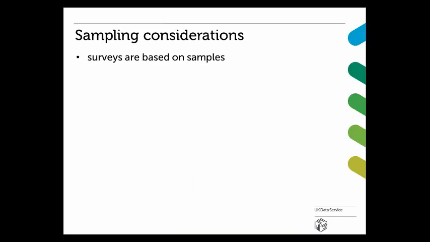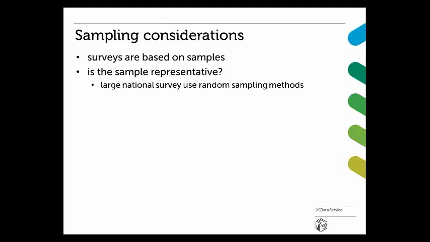And now for some considerations about samples. So surveys and similar sources almost always are based on samples. And one important question is: is the sample representative? Most of the major surveys from organisations like NatCen and the Office for National Statistics use random sampling methods, but you may need to consider who was in the sample. So for example, does it include all adults? Does it include just those in private addresses?